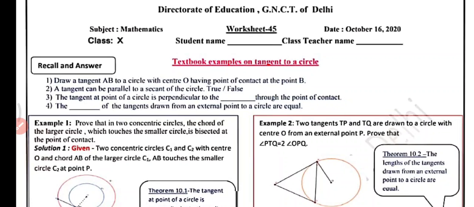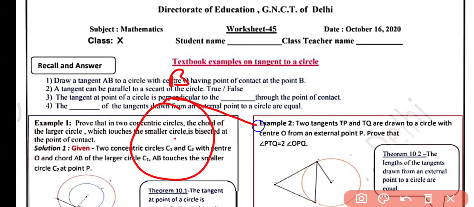Draw a tangent AB to a circle with center O having point of contact B. So we need to draw a circle with center O, and now the point of contact is B, so B is here, and now this will be AB. So this is AB, that is tangent to a circle with center O. So this is point O. So this will be your answer for the first question.